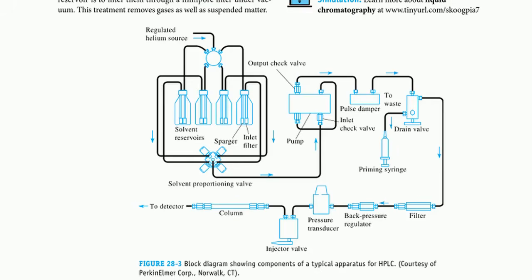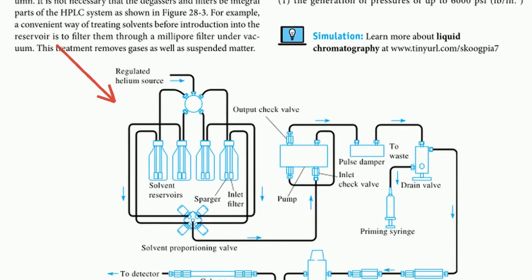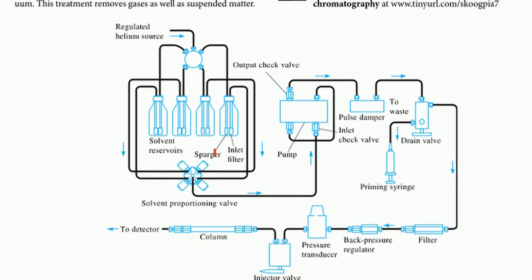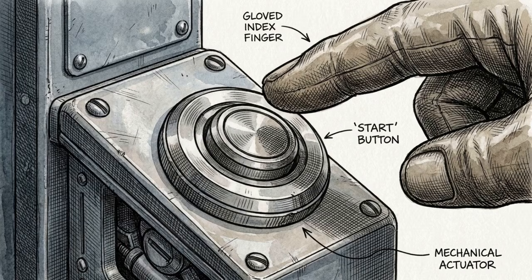This diagram outlines the entire architecture of an HPLC system. It maps a linear journey that starts here at the solvent reservoirs, pushes through high-pressure pumps, injects the sample, drives it through a tightly packed column, and finally passes it through a detector. We are going to walk through each stage of this journey.